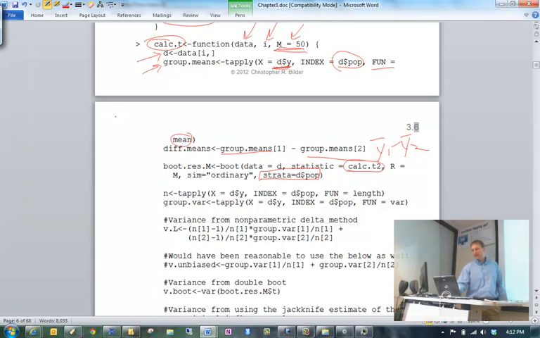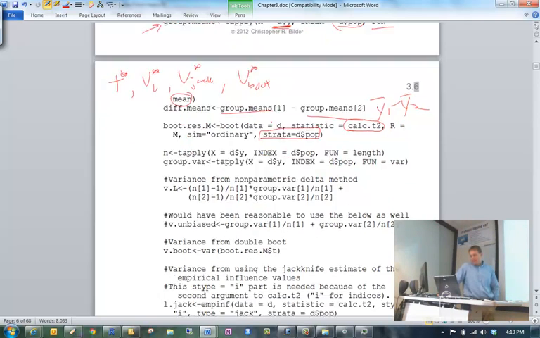Yeah, and just to make sure this is clear, once I actually implement calc.t with the boot function, it's going to calculate t star, vl star, vjack star, and vboot star. Yeah, I'm doing all of those. Okay, so don't forget the strata argument. You need the strata argument.